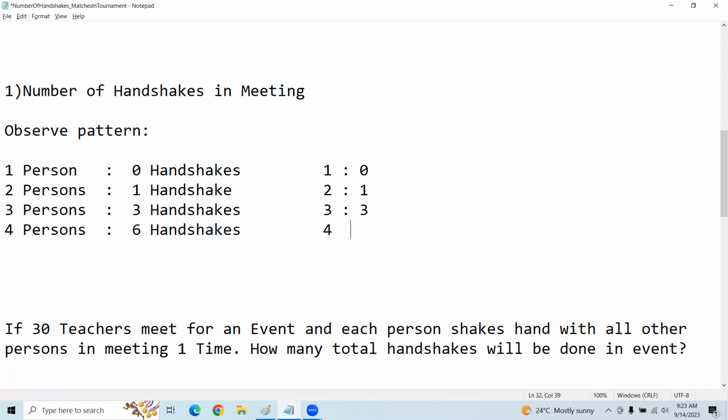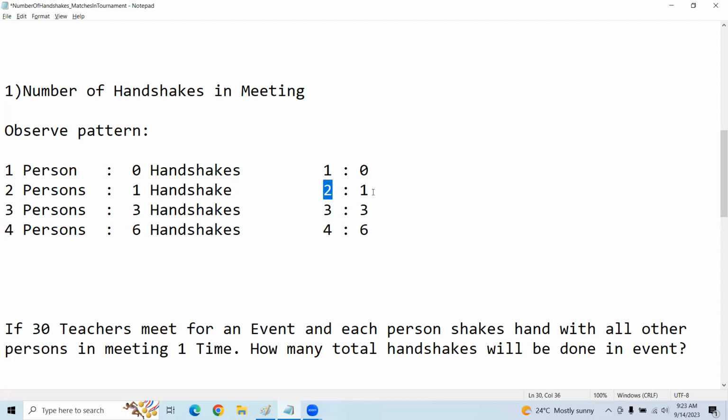Yeah. So 1, 0, 2, 1, 3, 3, 4, 6. You have to think what operation we do on the left side number so that we will get the right side number as our answer. If you multiply 3 by 1, you will get 3. But does it follow the same pattern over here? 4 into 1 is 4, but it is 6 over here. So this is not the pattern.